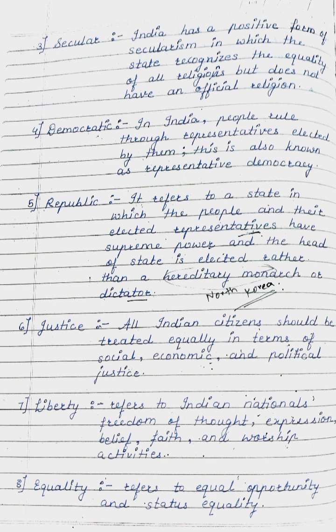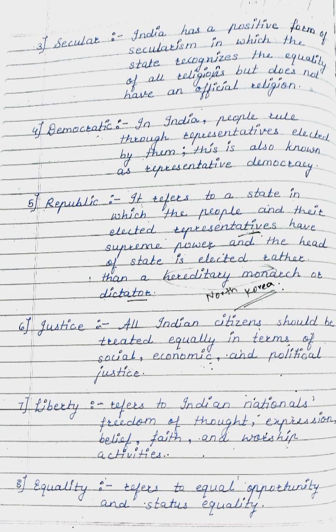Next is democratic. In India, people rule through representatives elected by them. This is also known as representative democracy. Next is republic. It refers to a state in which the people and their elected representatives have supreme power and the head of state is elected rather than a hereditary monarch or dictator.